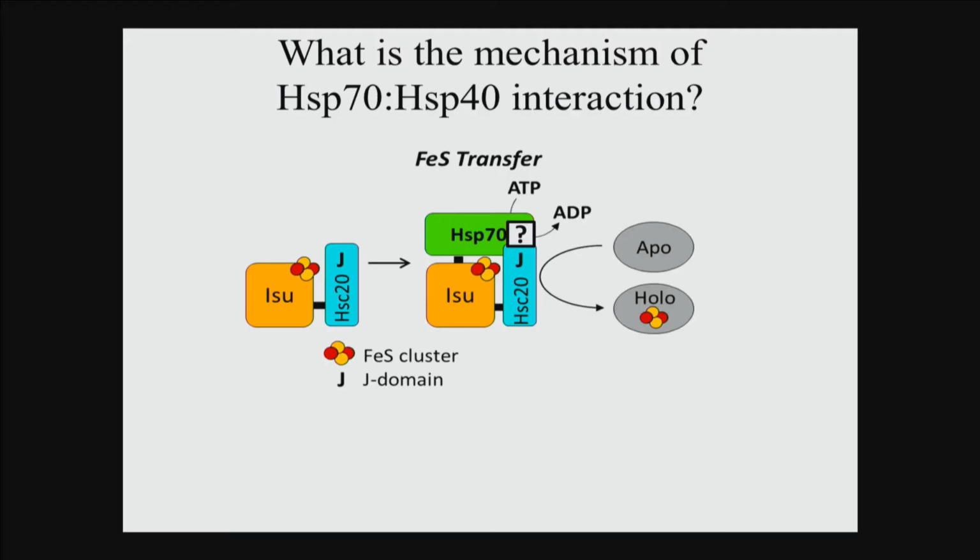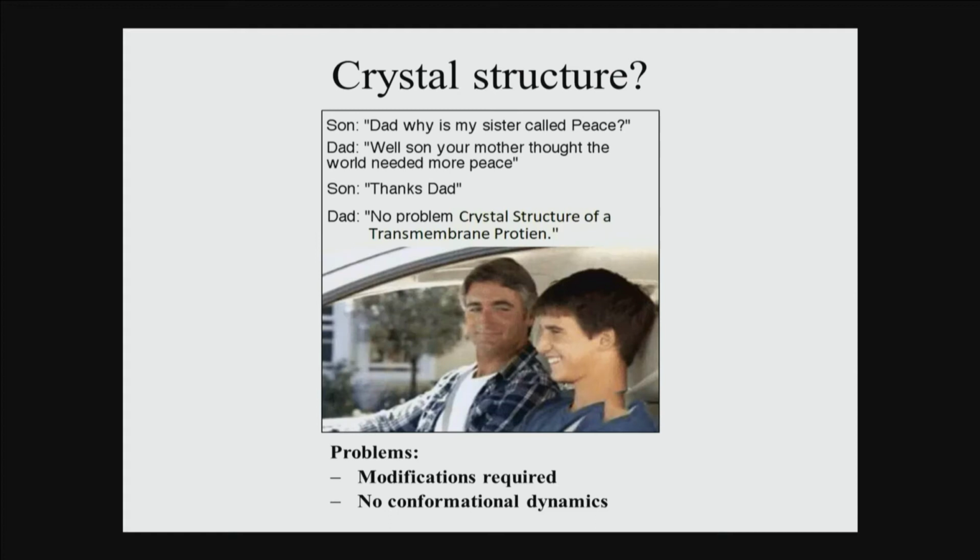Our main question in our research was: what's the mechanism of this interaction? Because that's kind of unclear at the moment. We wanted to investigate it, but how? The first obvious response is to get a crystal structure. But there are several problems. Some modifications are required in the sequence of both proteins to stabilize the interaction. Also, in a crystal we observe no conformational dynamics. There's one stable structure, and if you want to investigate mechanisms, it's difficult when you can't get a crystal without modifications that can disrupt the interaction you want to investigate.